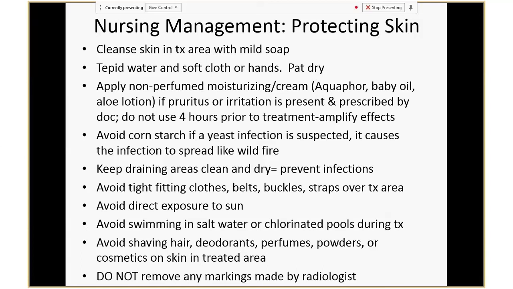We don't want them to swim in salt water like the ocean or any pools because that could be an irritant to the body. And also we're going to avoid shaving or using types of deodorants or perfumes in that area that's being affected. Obviously, if you have skin cancer of the toe and you're putting radiation down there, you can still put deodorant on your body. It's just not in that area.